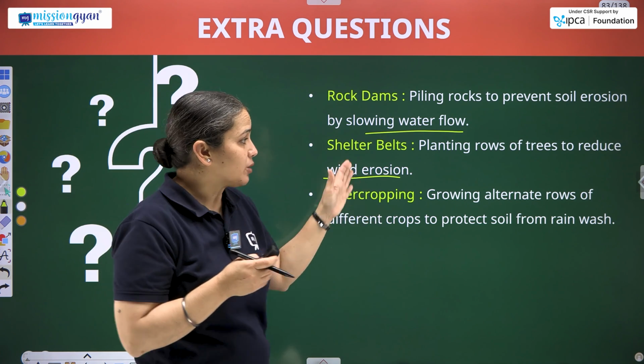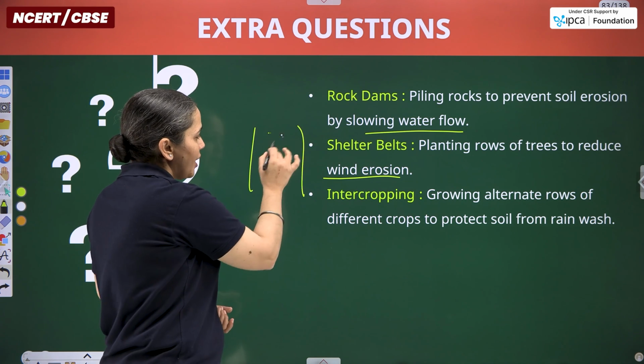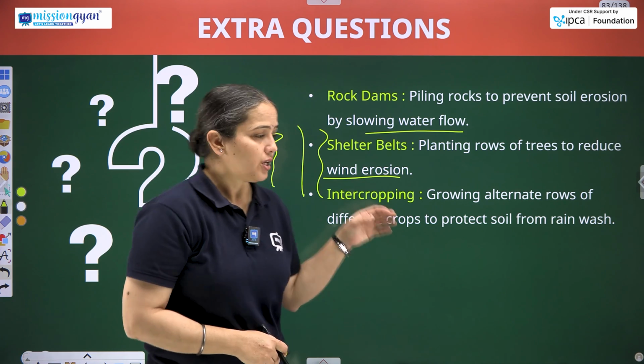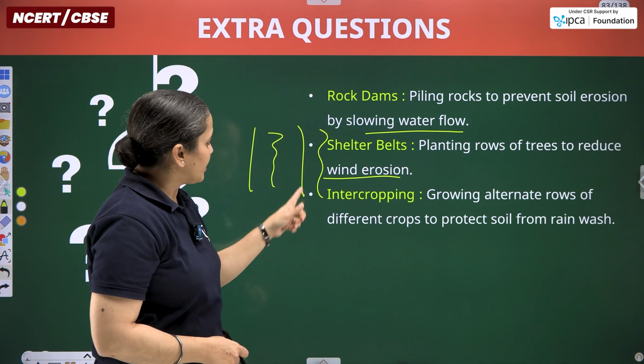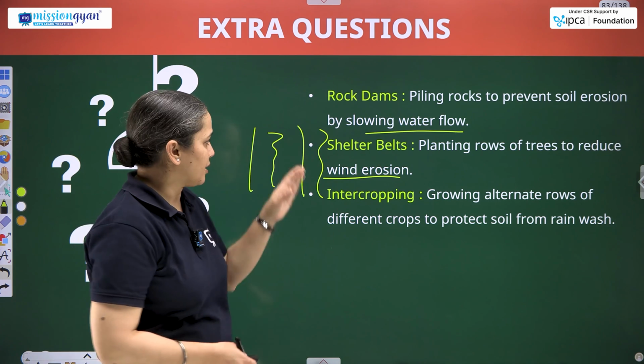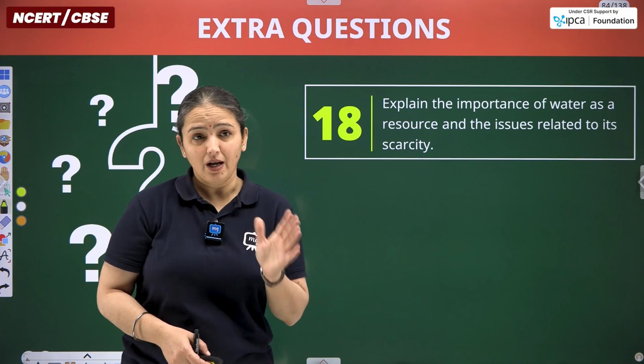Then intercropping, growing alternate rows. Likewise, these rows are of crops. In between, we are growing something else just to stop the soil erosion. That is known as intercropping. So within the main rows, we can grow a certain type of crop that can be sold out and in between we can grow the vegetation, likewise vegetables or flowers.